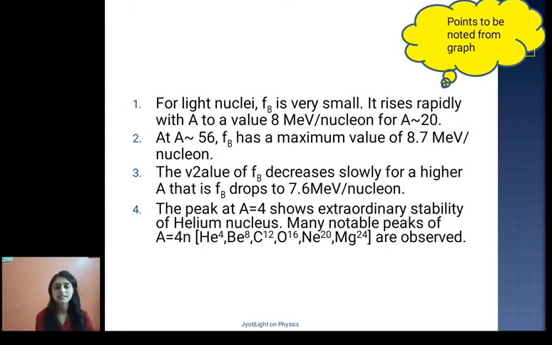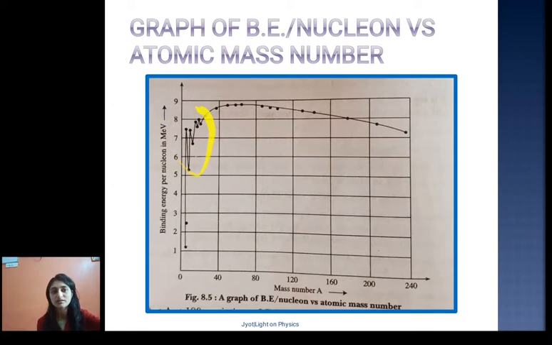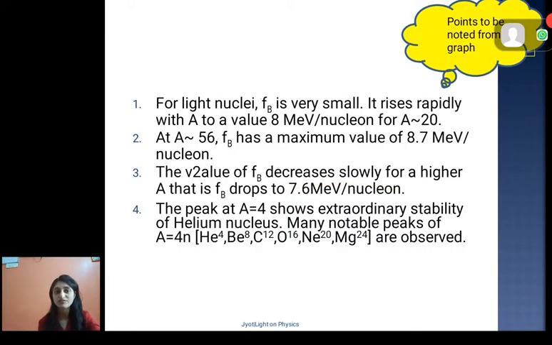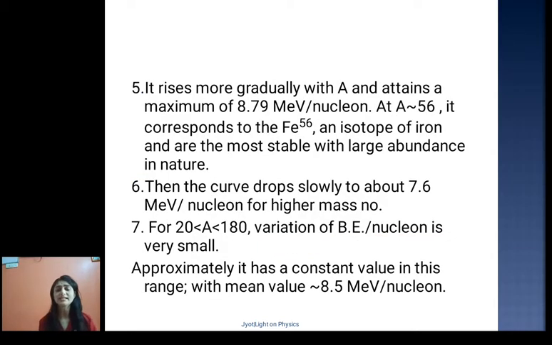We get certain peaks. If you see the graph carefully, here we are getting peaks corresponding to A equals 4, A equals 8, A equals 16, A equals 20, 24 and so on. That means for A equals 4n, some notable peaks are observed, and that corresponds to extraordinary stability. That extraordinary stability is in the sense that for an element to be stable, it should have binding energy per nucleon of the order of 8 MeV. Now these elements have binding energy per nucleon less than 8 MeV, but still they are found to be stable.